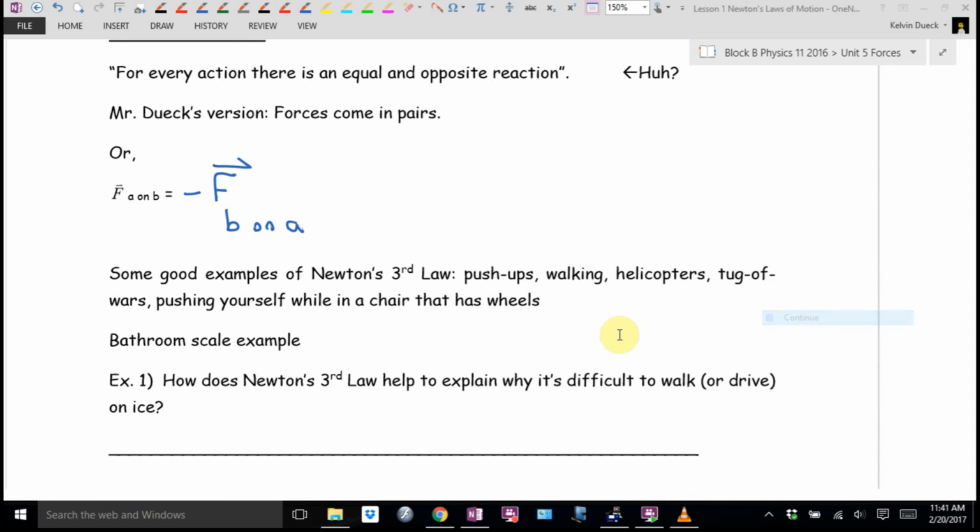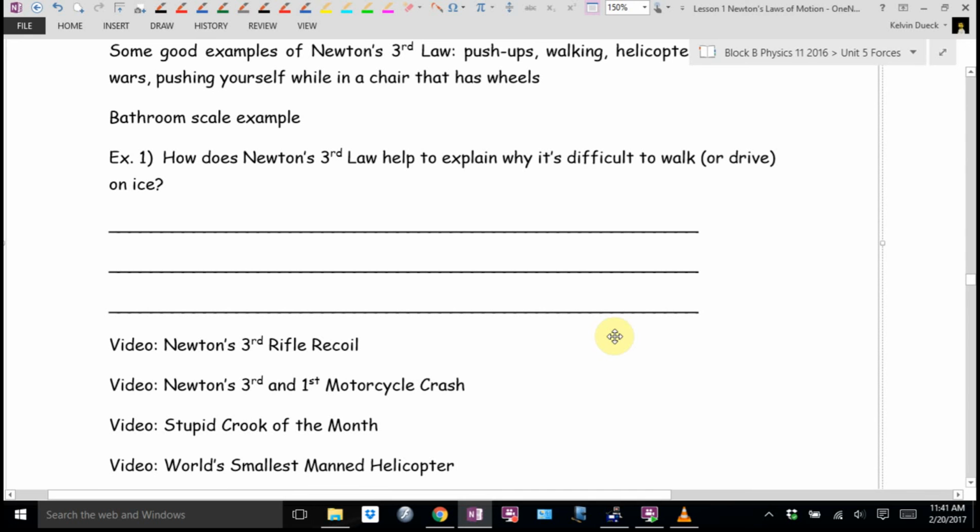Speaking of pushing, how does Newton's third law help to explain why it's difficult to walk or drive on ice? By the way, you guys, please don't tell me you think that it's your tires that make you go forwards in a car. Which way? Think about it. Which way do your tires push? They push backwards, right? So what force pushes a car forwards? It's the same one that pushes a human forwards when walking. Zach, you named it.